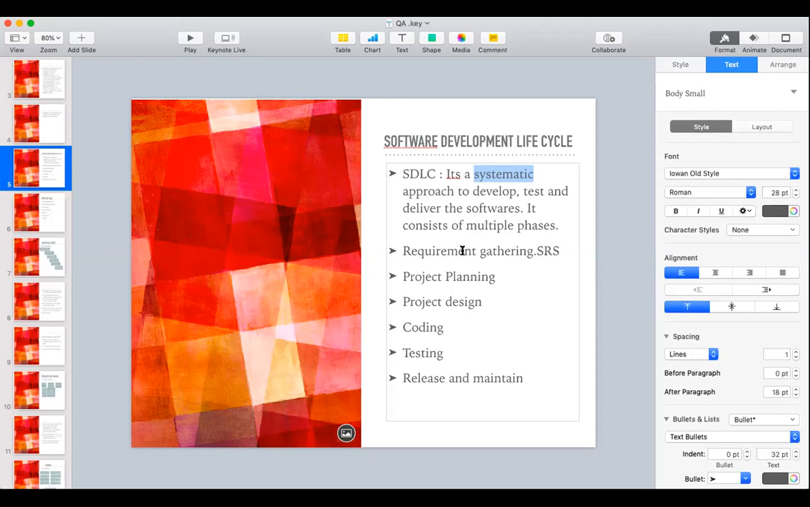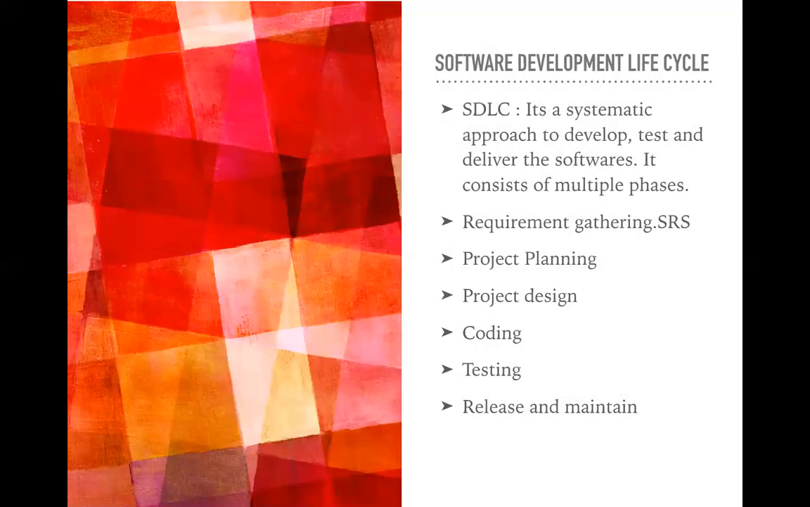Fine. So a lot of people will say that it has 6 different phases. Okay, don't tell 6, 5, 4. You should just tell that it has multiple phases. Fine. The first one is requirement gathering. Second is project planning. Third is project design. Fourth is coding. Fifth is testing, and next is release and maintenance. So these are the different phases of software development life cycle.